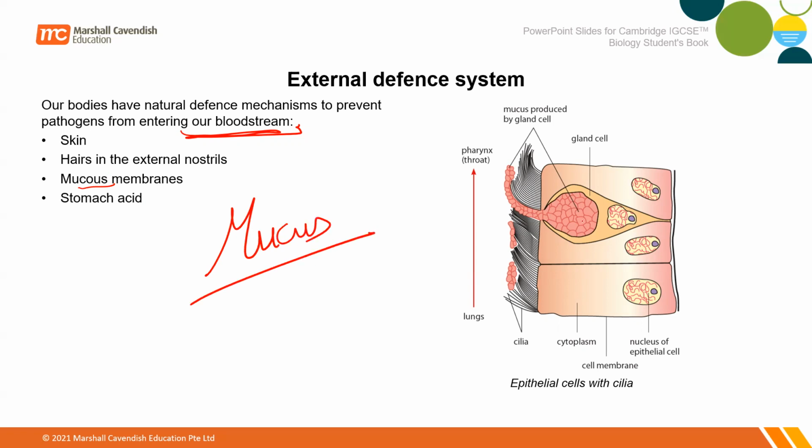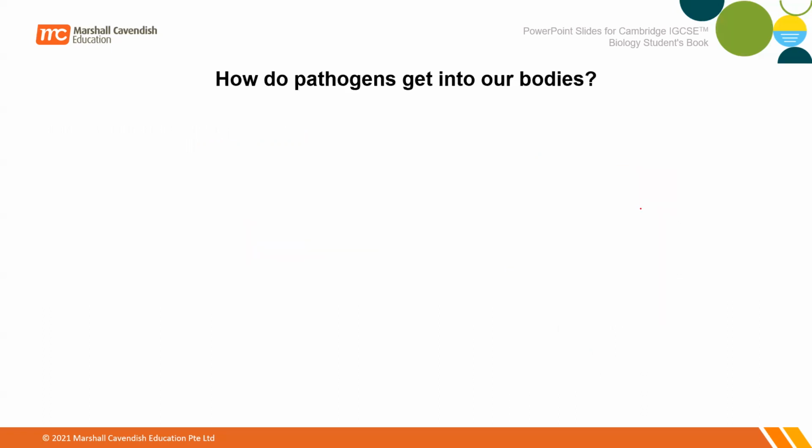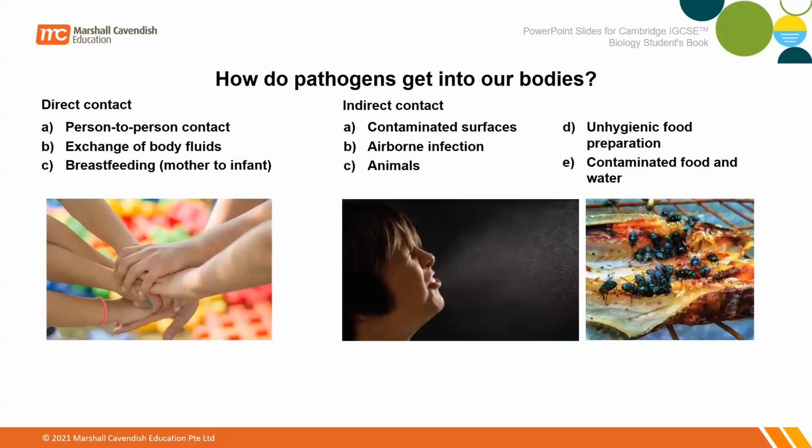Don't forget إنه الميوكس secreted من الجوبلت cell، لكن السيليتد cell بتmove it away. بس عشان واحنا بنكتب الانسر بتاعتنا there is a cell called goblet cell. الجوبلت cell هي اللي بتسكريت الميوكس and then it will be moved by or carried by a ciliated cell outside the body. طيب for how pathogens get into our body, we have direct contacts.